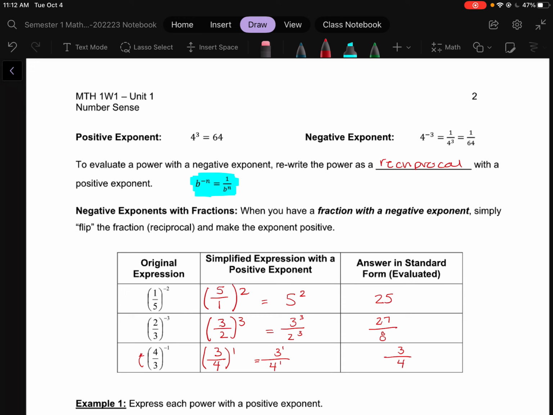Whenever we answer in standard form, always make sure that it is in its lowest form, so always check. Is 27 over 8 in its lowest form? Is there a number that can be divided out by it? No, so we are in its lowest form.